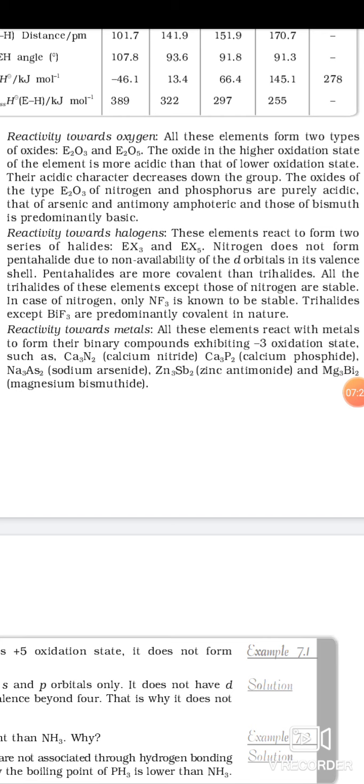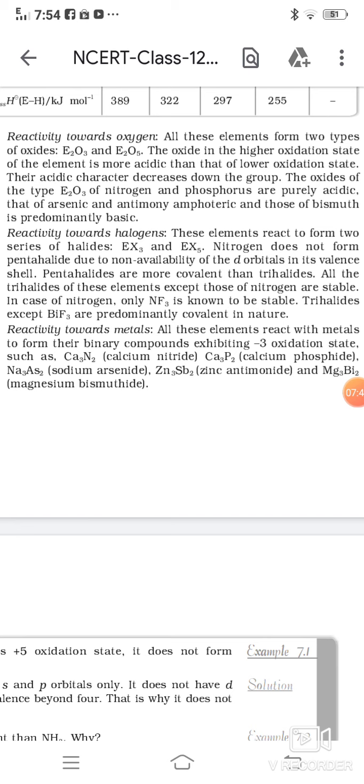Due to non-availability of d orbitals in its valence shell, nitrogen does not form pentahalides. Pentahalides are more covalent than trihalides. All the trihalides of these elements except those of nitrogen are stable. In case of nitrogen, only NF3 is known to be stable. Trihalides except BiF3 are predominantly covalent in nature.